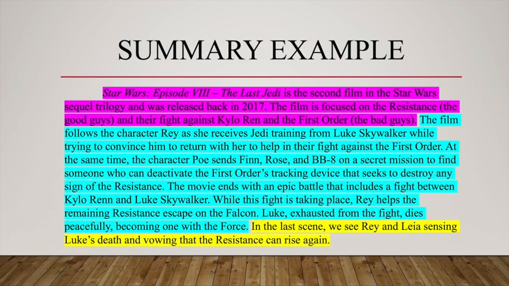The movie ends with an epic battle that includes a fight between Kylo Ren and Luke Skywalker. While this fight is taking place, Rey helps the remaining Resistance escape in the Falcon. Luke, exhausted from the fight, dies peacefully, becoming one with the Force. Those are the major movements that happen throughout the film that support that good versus evil central point. And then finally, here's the conclusion in yellow. In the last scene, we see Rey and Leia sensing Luke's death and vowing that the Resistance can rise again.